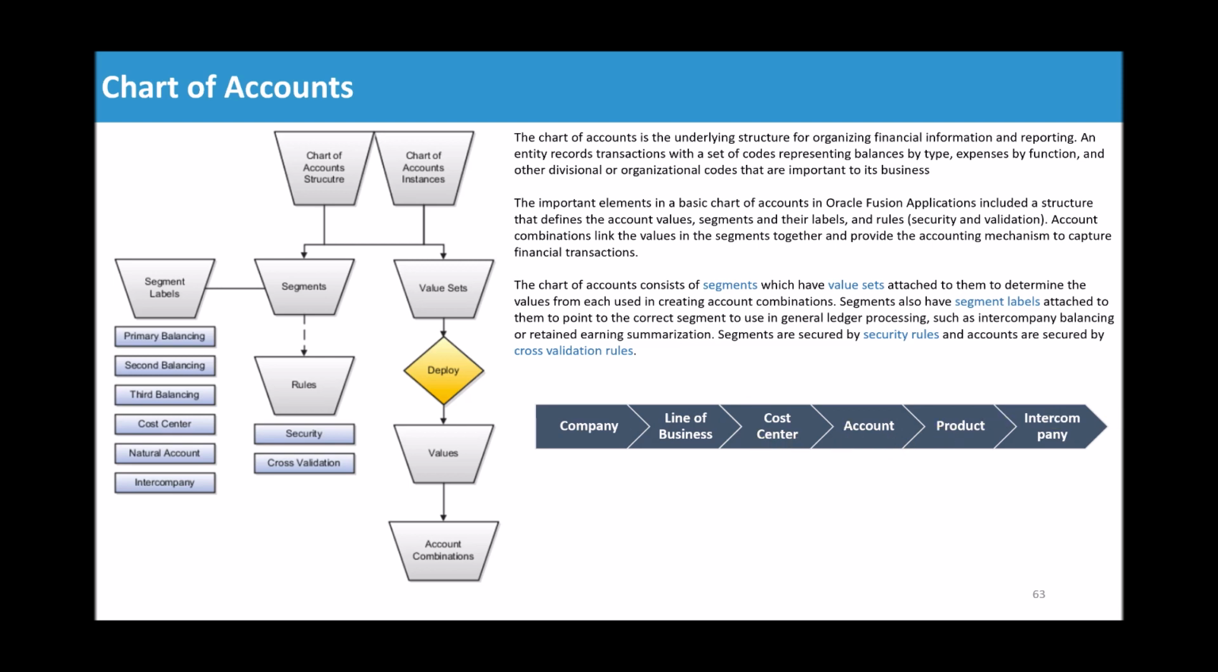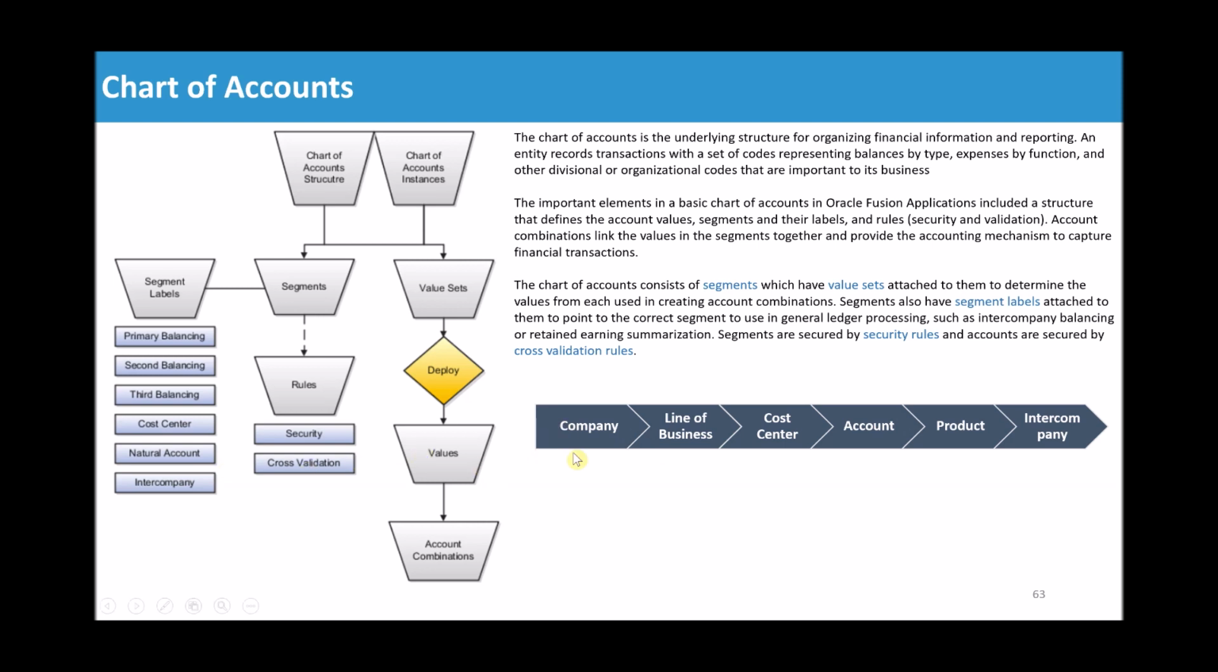But most of the times companies will have 6, 7 or 5. There are a couple of segments which are mandatory. We'll come to that later. But in general, this is the best practice to have the company as your first segment, and that would be your balancing segment. That means whenever a journal is created, system will try to balance all the journals at that level. So the first segment is the company.